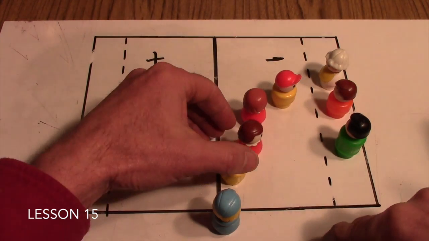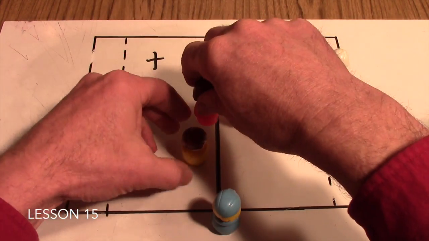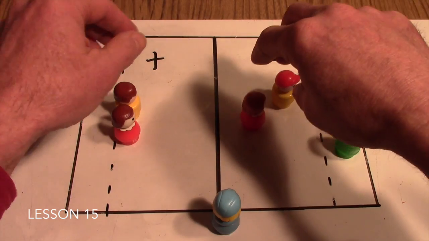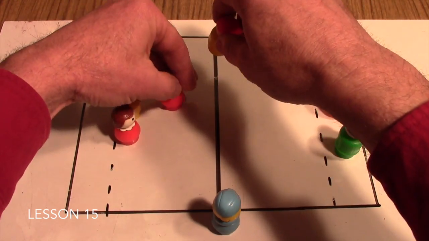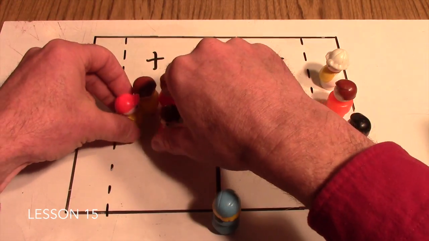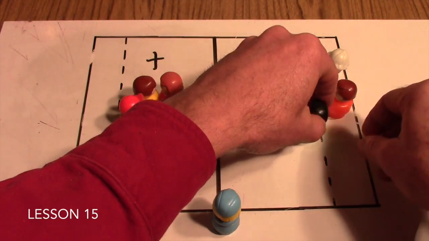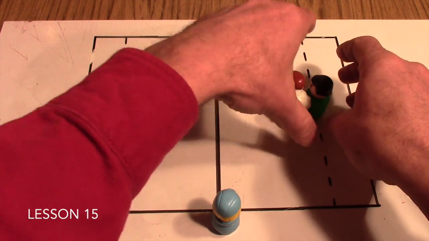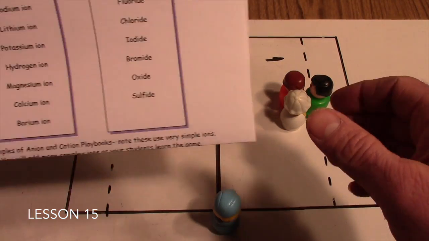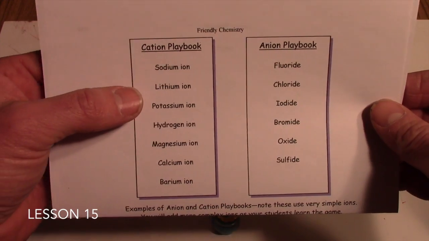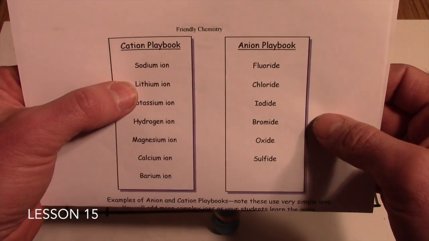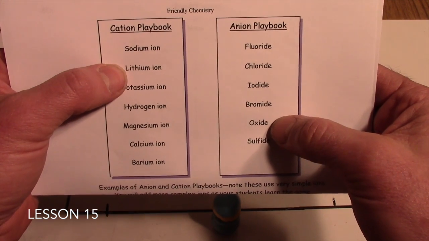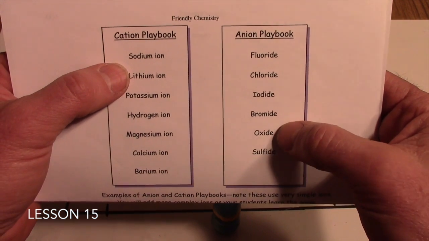So let's look at another example here. We're going to call a huddle, and let's say no one got tagged, so we end up with the same team composition. So we've got the captain here, and this team over here is going to huddle again. And let's say this time that the cations are going to choose lithium, and the anions are going to choose oxide. So we've got lithium oxide.